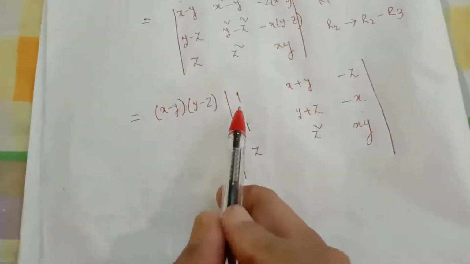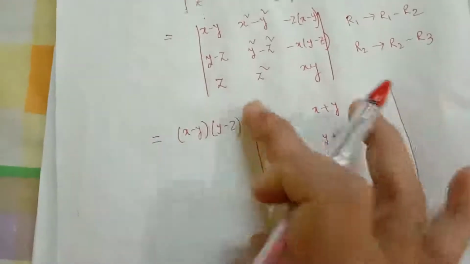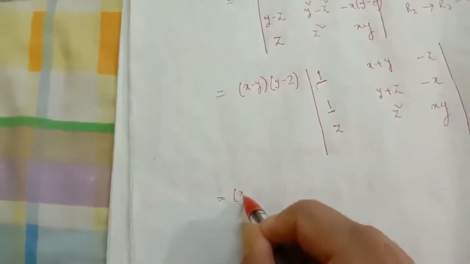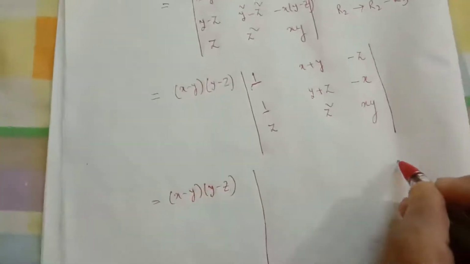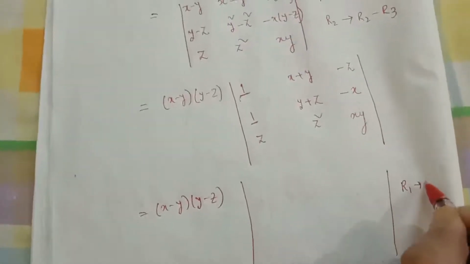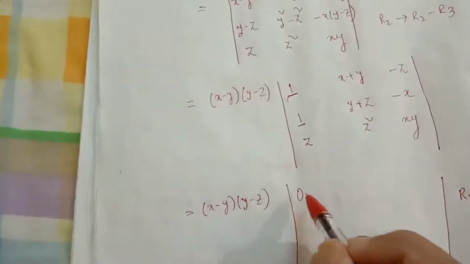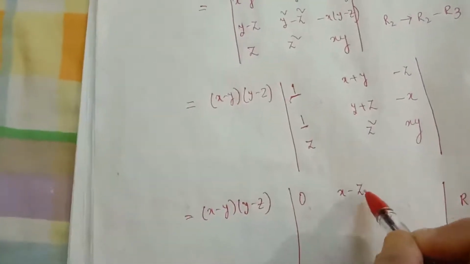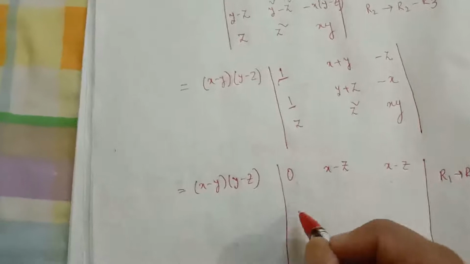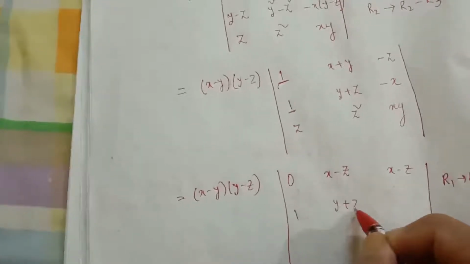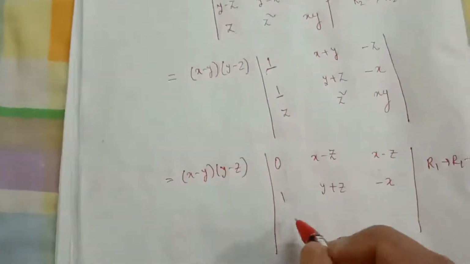Now you can see we have 1 here in r1 and 1 here in r2. So r1 minus r2 will give us 1 0. So if we replace r1 by r1 minus r2, what will we get? 1 minus 1 will be 0. This will be x minus z, and this will again be x minus z. 1, y plus z minus x. We have just replaced r1 by r1 minus r2. These two will remain unchanged.